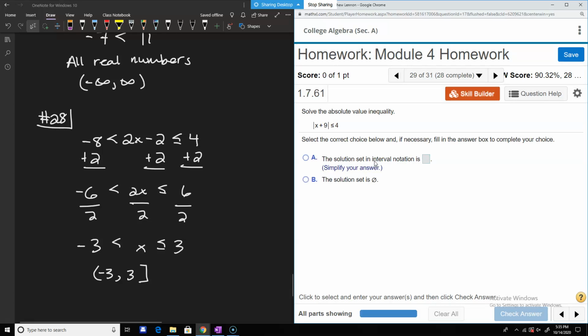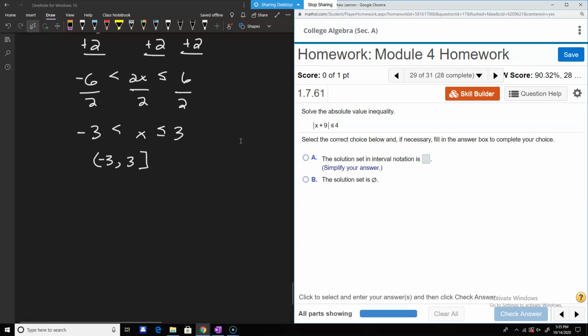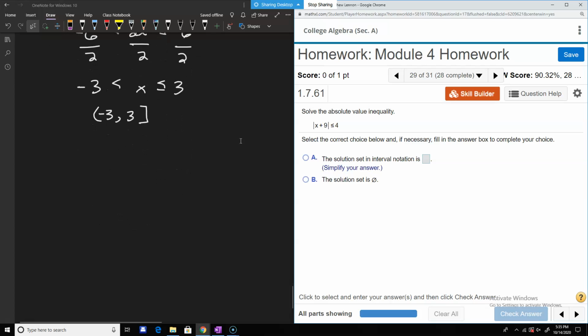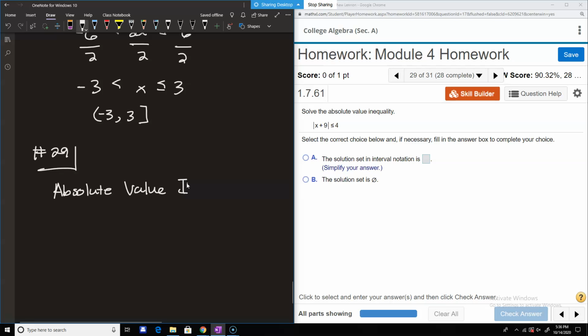Okay, so absolute value inequalities. There's 2 possible cases. Again, it's helpful to think of this as distance from 0. So number 29. So absolute value inequalities. So we have 2 cases.